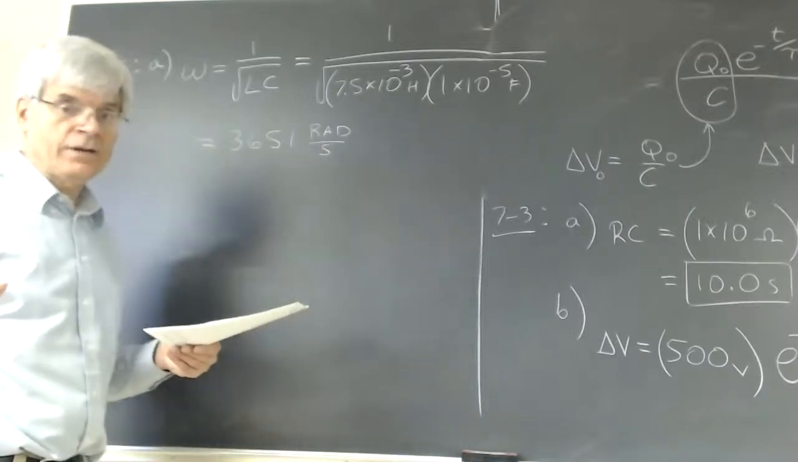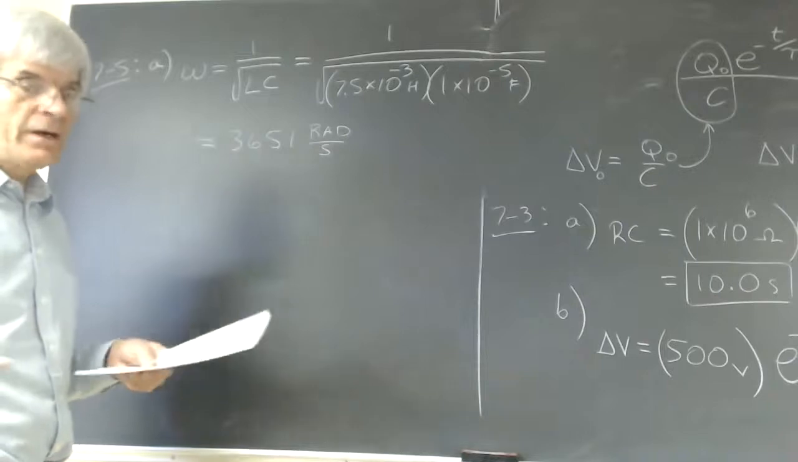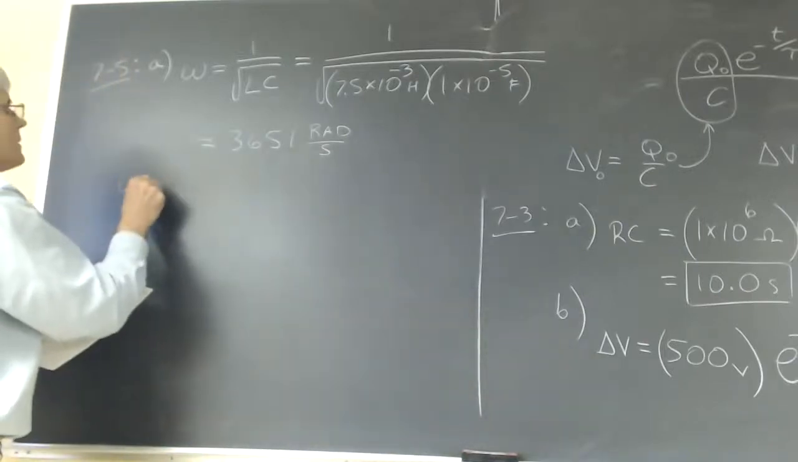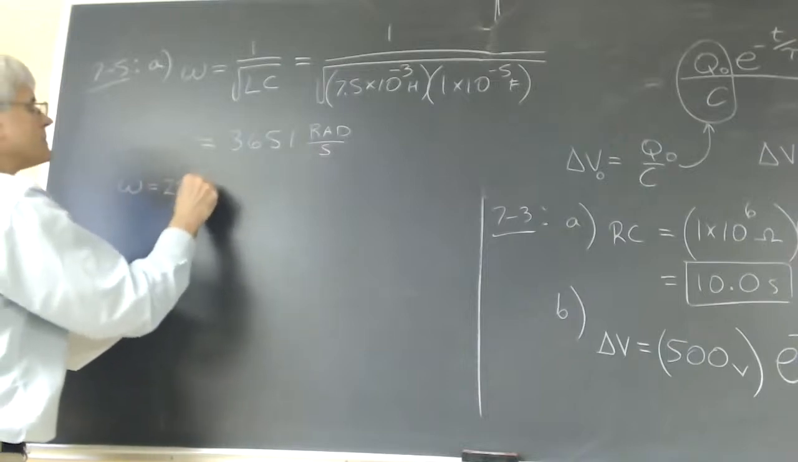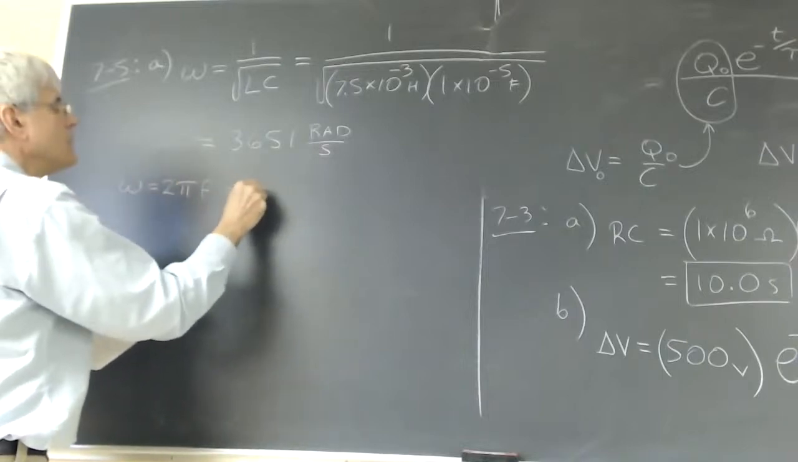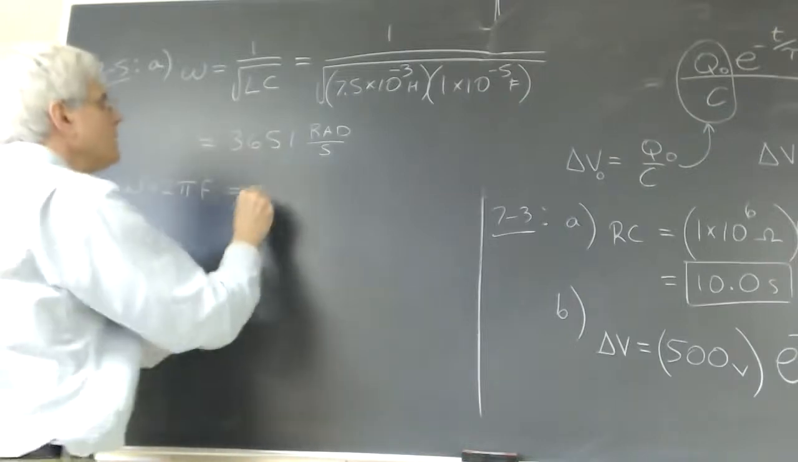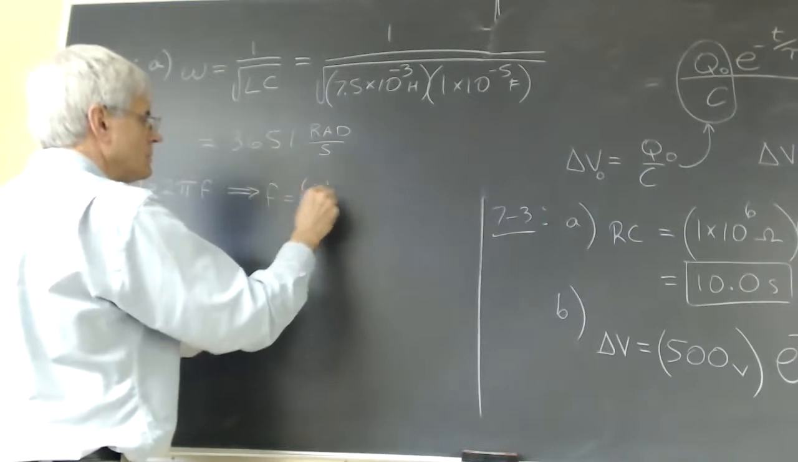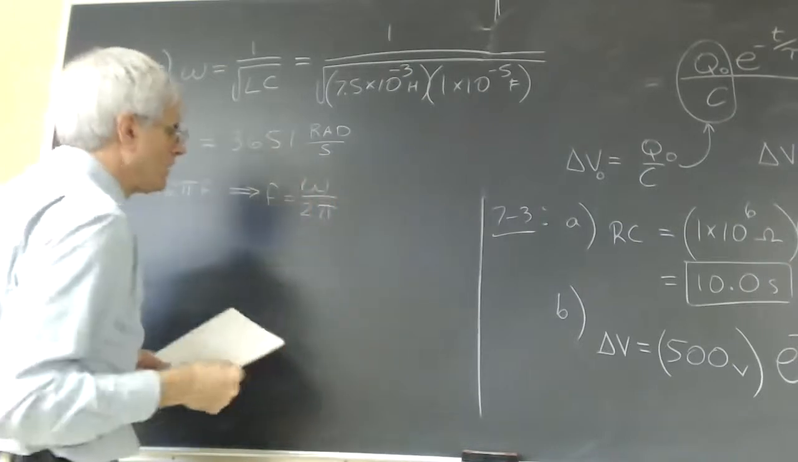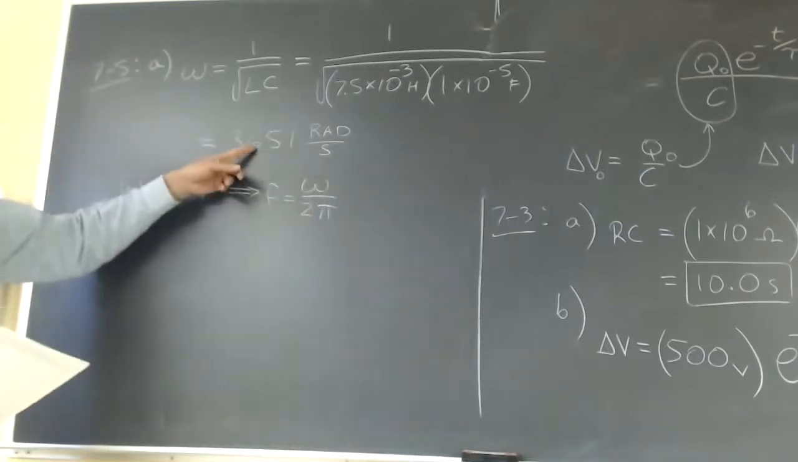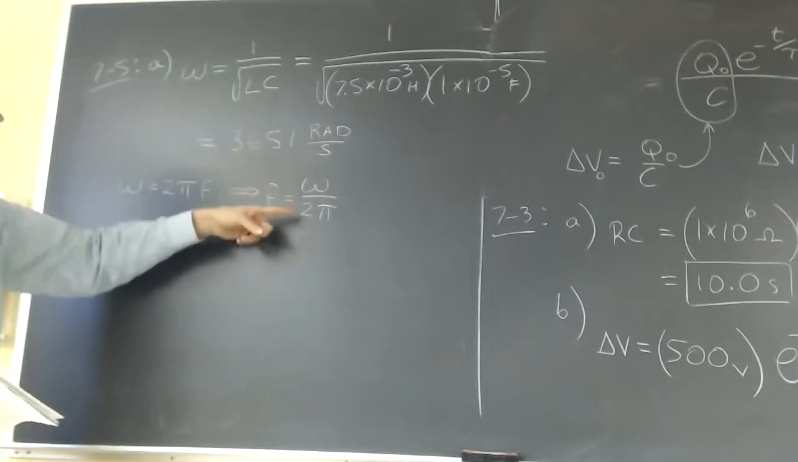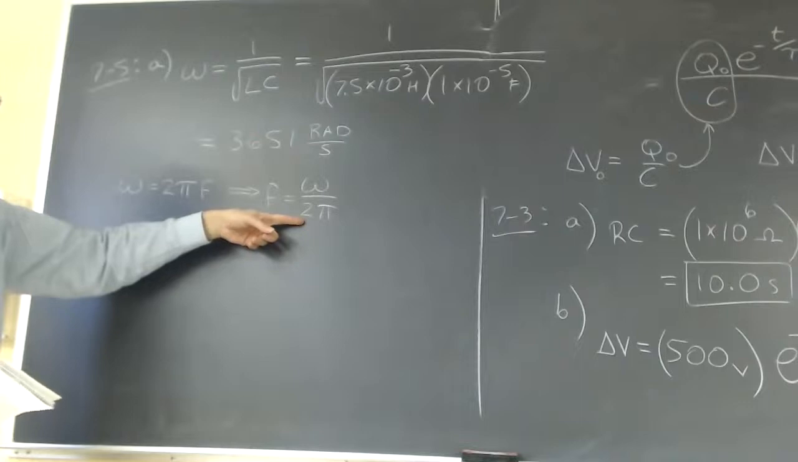I'll round it off a little better when we get to the answer, but I always like to carry an extra decimal place through the intermediate steps. Omega equals 2 pi f, that implies f equals omega over 2 pi. Omega is that number right there. You take 3651 and divide it by 2 pi.